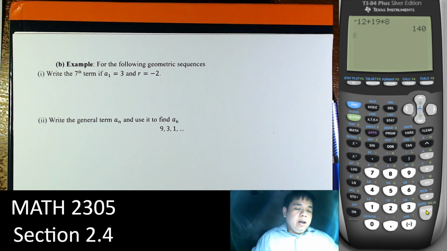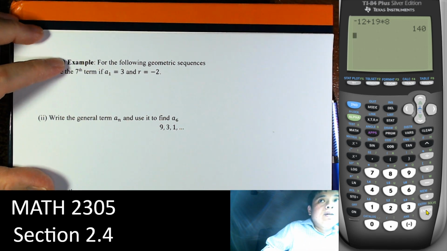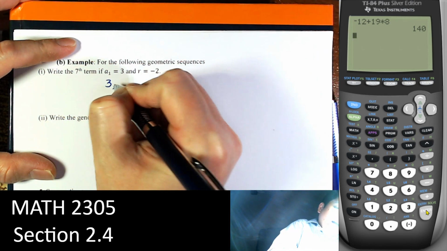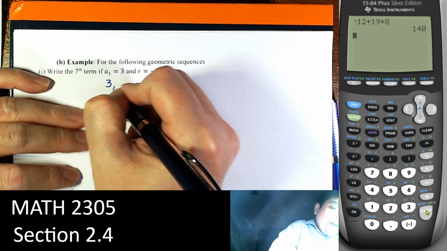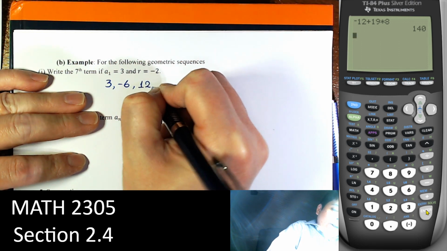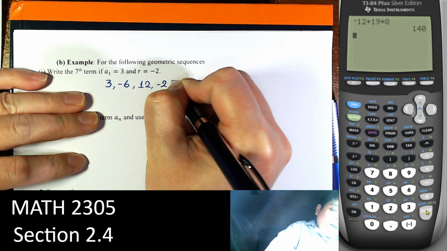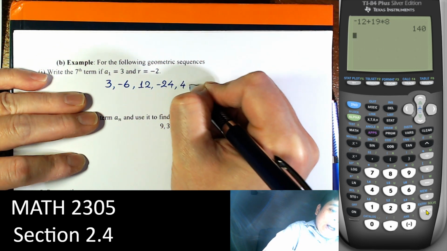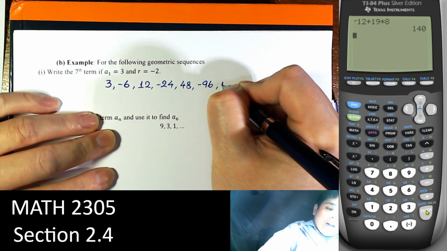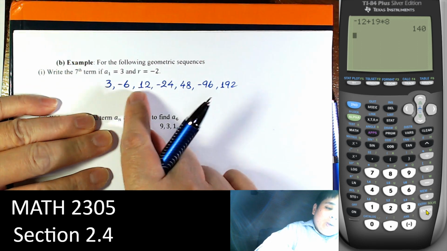So, for the following geometric sequence, if the first term is 3, the common ratio is negative 2. What is the 7th term? So if we want to write that, we start from 3, and then the next one we multiply by negative 2. So negative 6, multiply by negative 2, 12, multiply by negative 2, negative 24, negative 2, 48, negative 96, 192. 1, 2, 3, 4, 5, 6, 7.